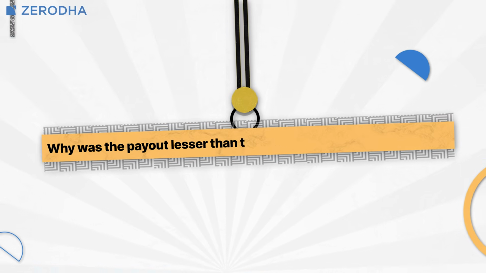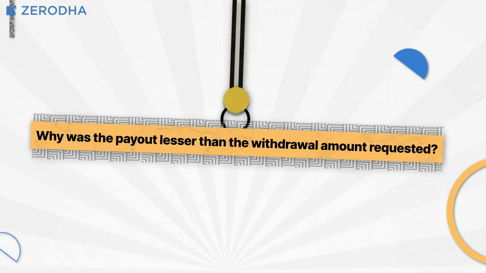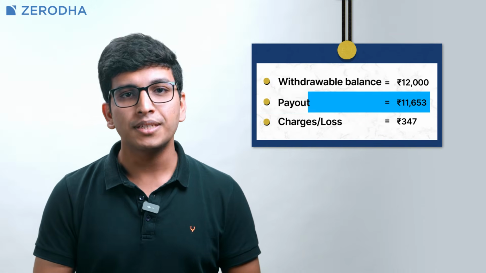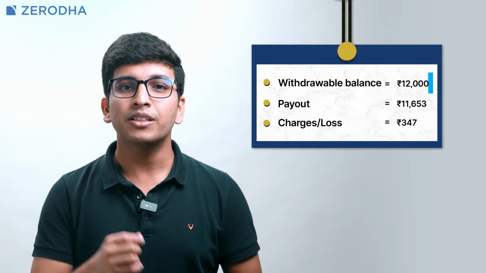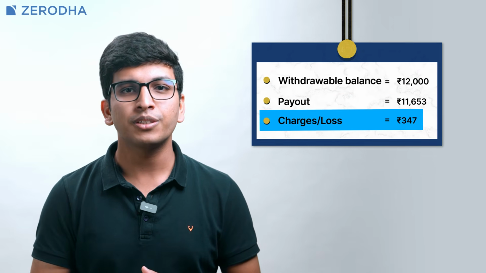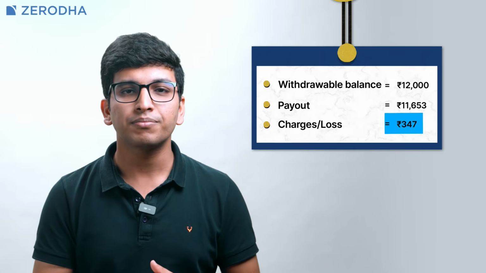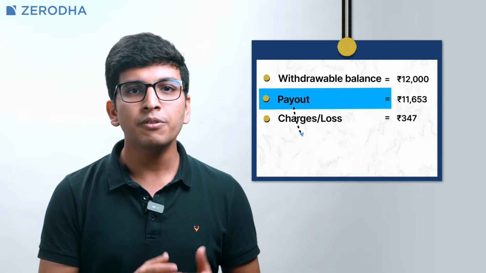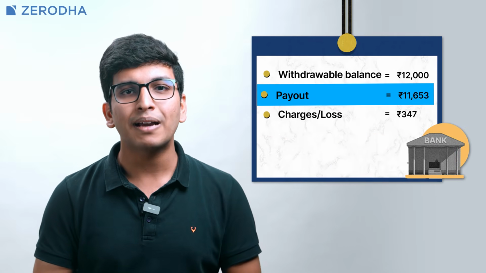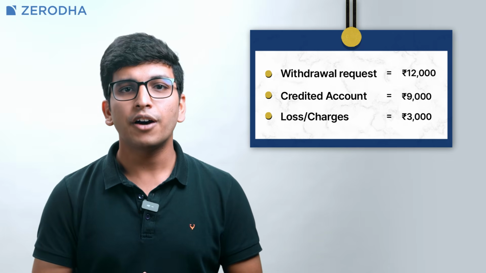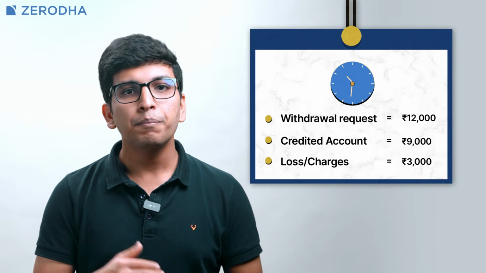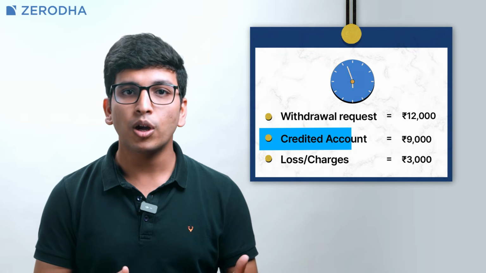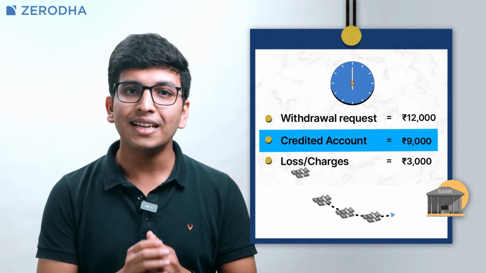Why was the payout lesser than the withdrawal amount requested? The payout will be lower than the requested amount because the withdrawable balance can be reduced at the end of the day when the charges and any trading losses for the day are debited from the account. In such a scenario, the available withdrawable balance will be credited to the bank account. For example, a withdrawal request is placed for Rs 12,000 at 10 am. Post the end of the day process, if the withdrawable balance is Rs 9,000, it will get credited to the bank account.